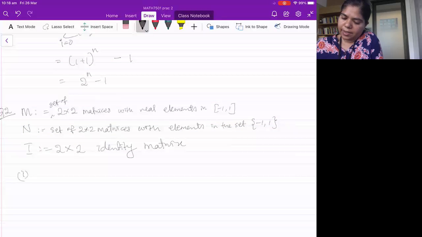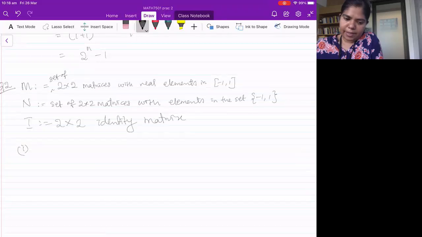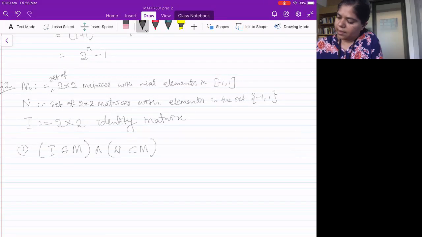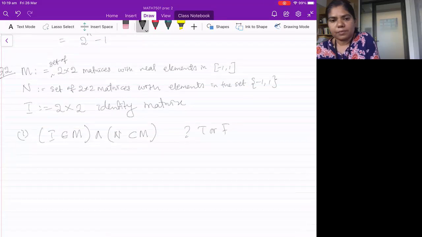The first part is the statement: I is an element of M, and N is a subset of M. Is it true or false? What do you think? True if both are true.